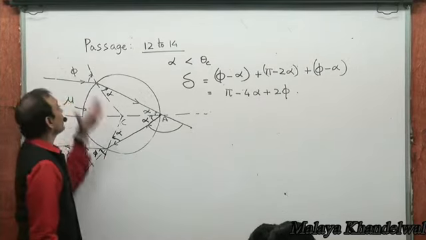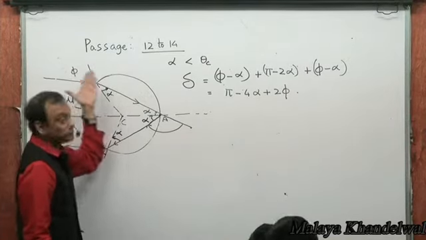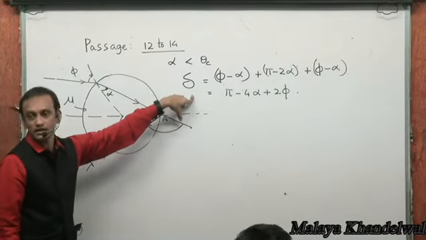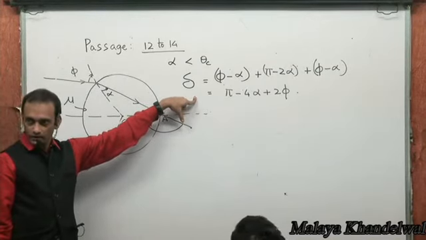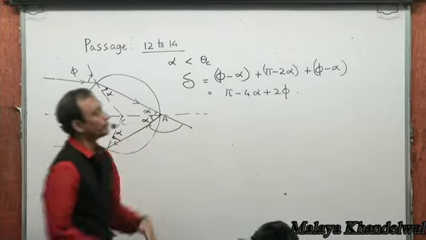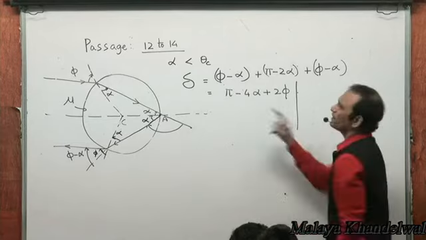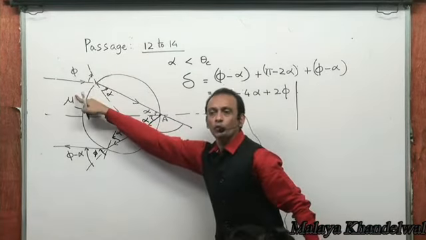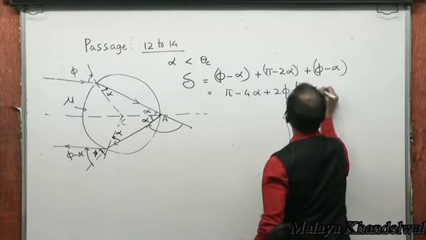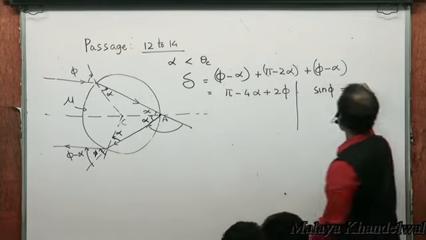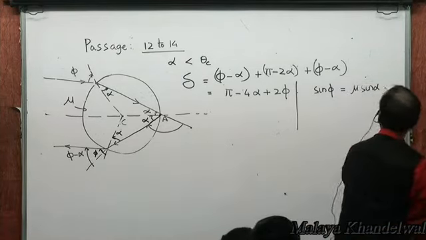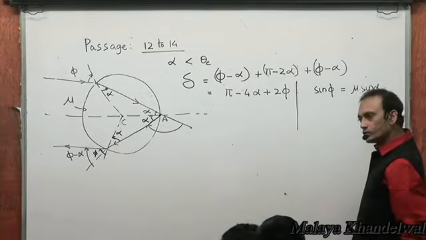Now I want to be able to find phi. The last part of the problem: find phi so that delta becomes delta min. Now, if I apply Snell's law at this point, 1 into sine phi is mu into sine alpha. Right? 1 into sine phi is mu into sine alpha.